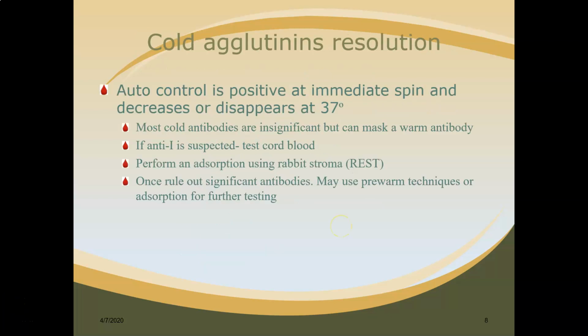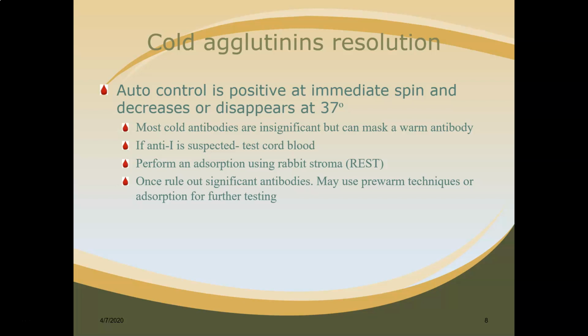In testing, what we usually see for these cold autoagglutinins, we see the autocontrol is positive at immediate spin and then decreases or disappears at 37. Like I said, we do have some, though, that hang around and can be extremely strong and can give us even 2, 3, even 4 plus reactions at AHG phase. So nothing is ever 100% certain. Most of the cold antibodies are totally insignificant, and the biggest concern is to make sure that they're not masking a clinically significant antibody underneath of them.